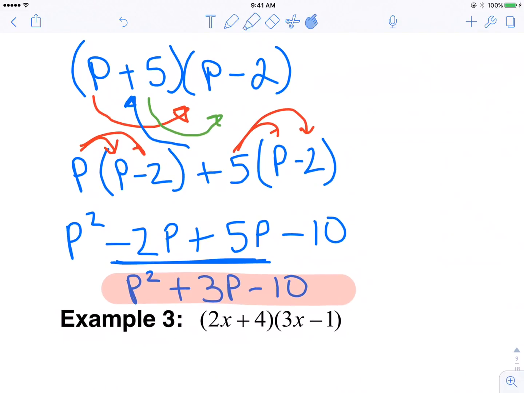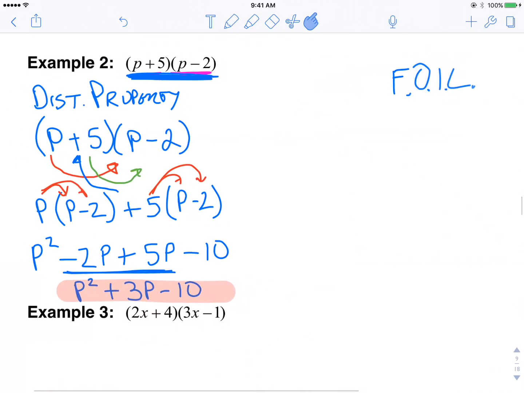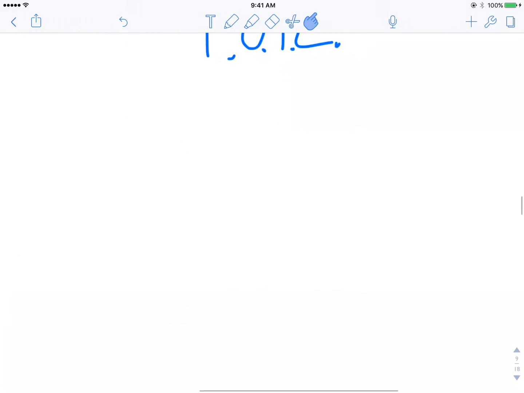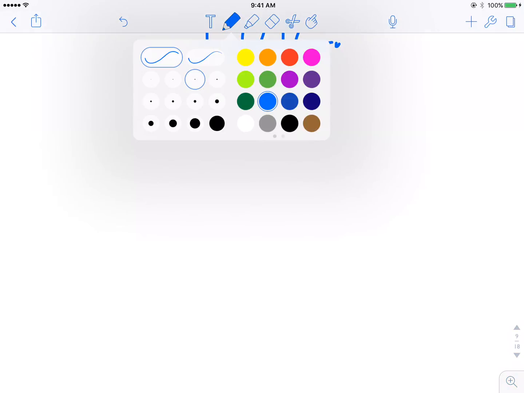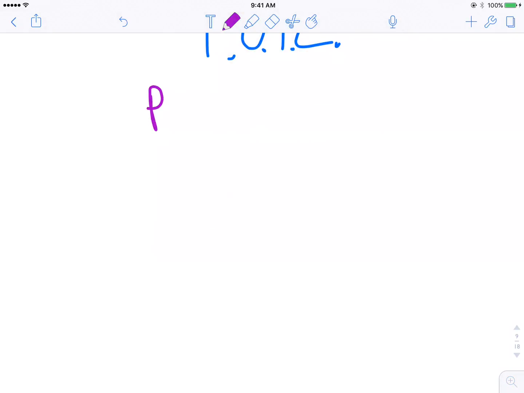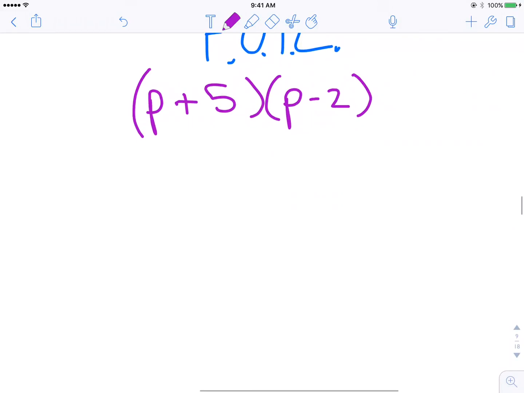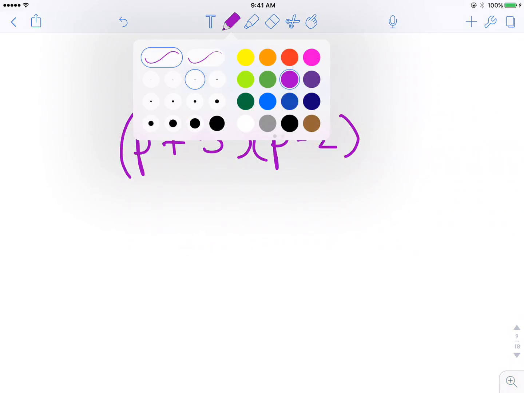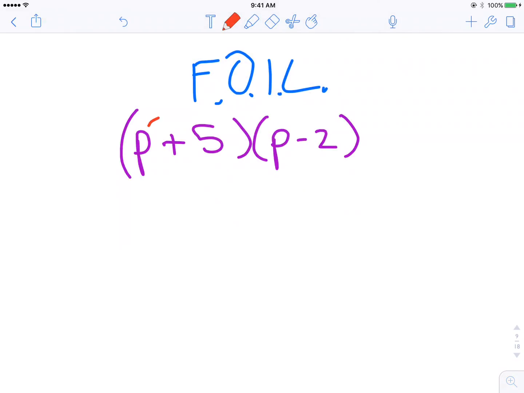Now, like mentioned before, we can use FOIL because we're multiplying two binomials together. Remember, it stands for first, outside, inside, last. So p plus 5, p minus 2. And whenever I'm using FOIL, I always put my arrows in. So it's first, so the first two terms I multiply together.